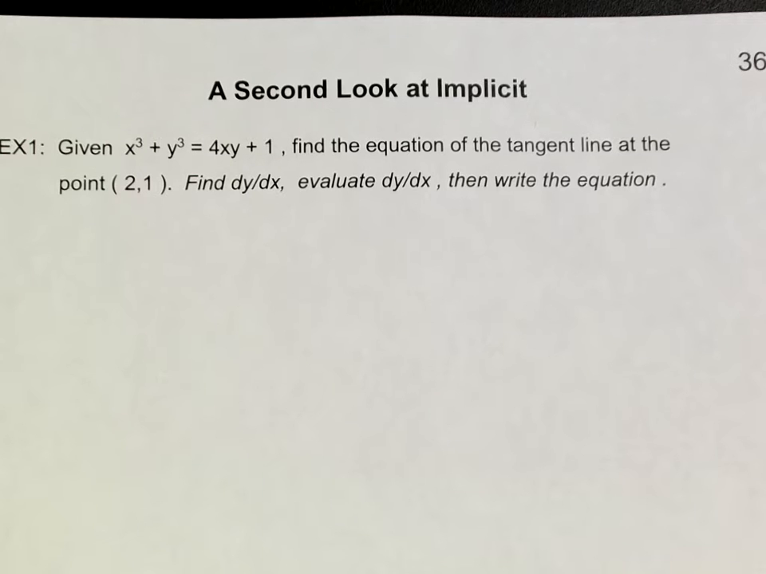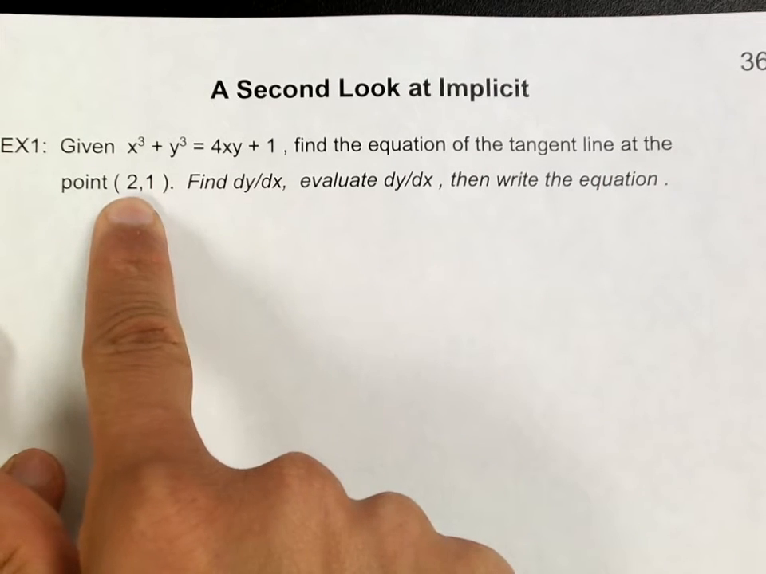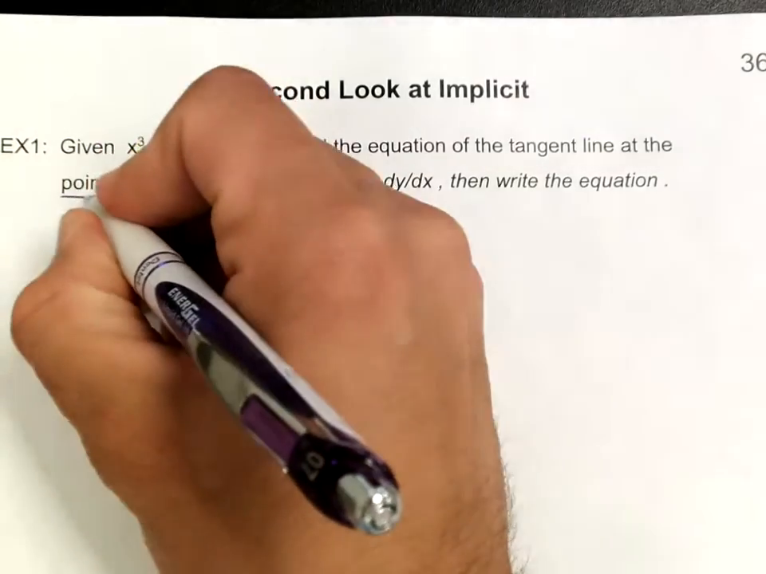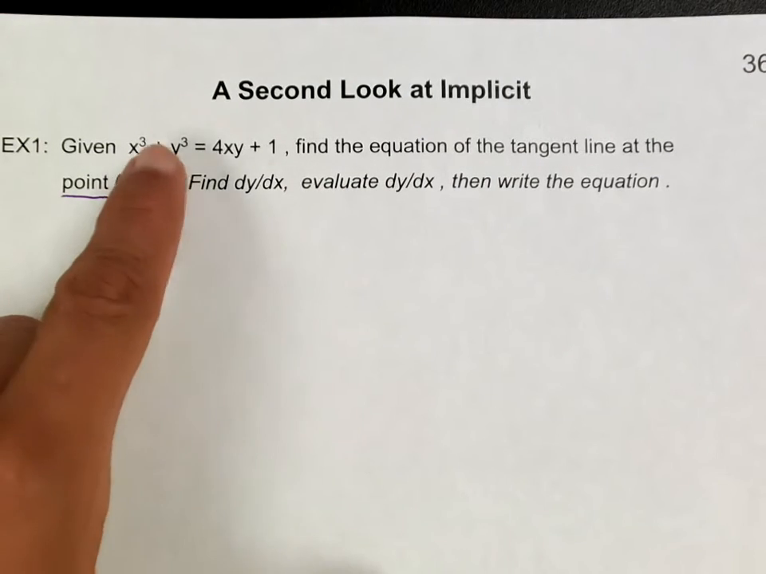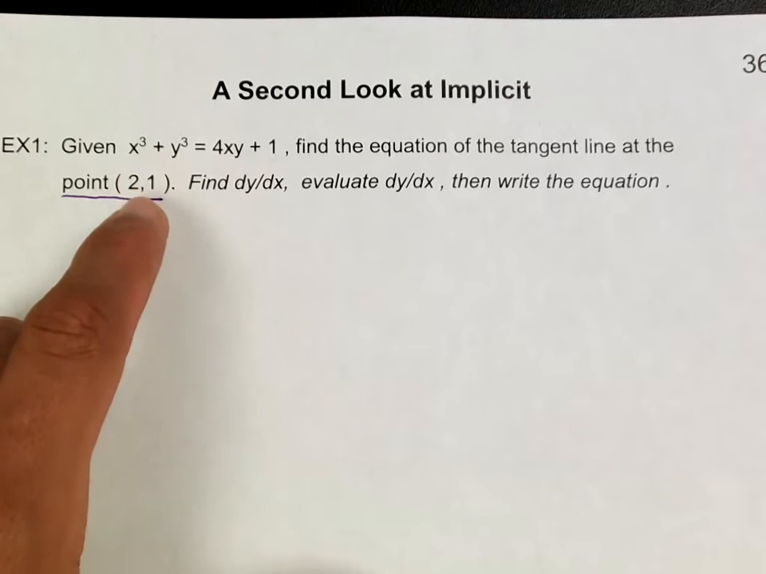Alright, this is topic 36, and now we're going to find the equation of the tangent line at point (2, 1). Remember, to find the equation of a tangent line we need a point, which we already have here. But we also need to know the slope, and to find the slope we need to find the derivative, and evaluate that derivative at this point.